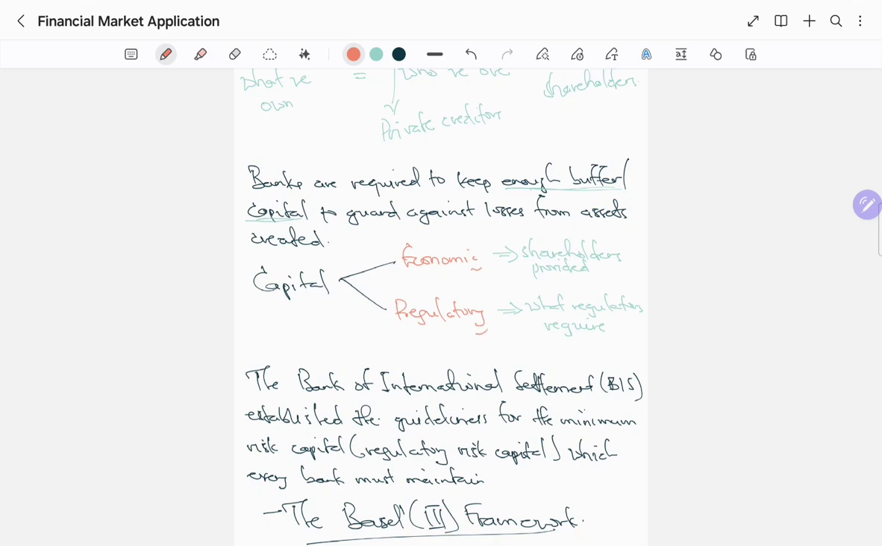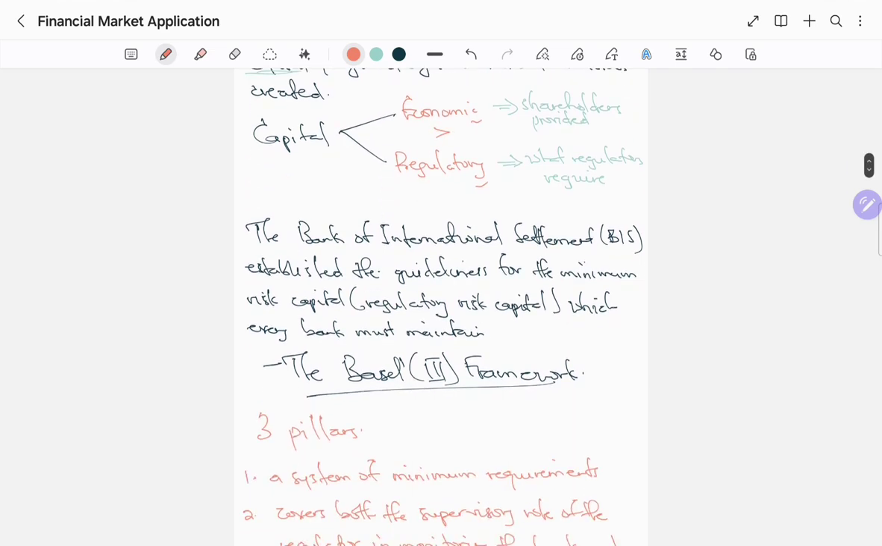What we mean here is, let's say, for instance, in Ghana, the Bank of Ghana requires banks to keep a minimum of 400 million cedis. This is what we call the regulatory capital. But you look at some banks and they have a billion, they have 2 billion, and that is their economic capital. So the ideal situation is for the economic capital to be more than the regulatory capital.